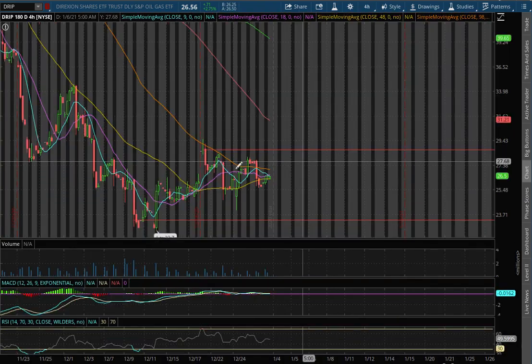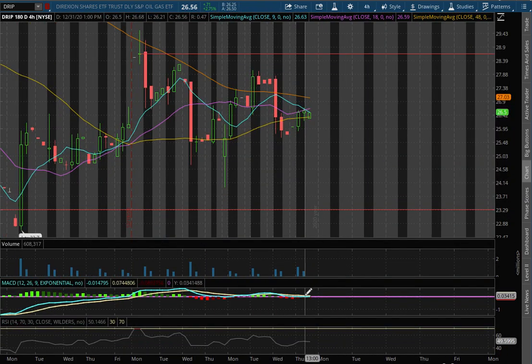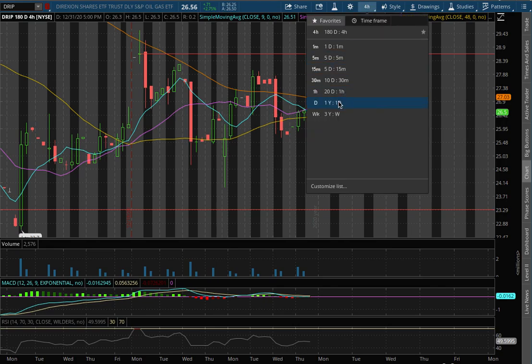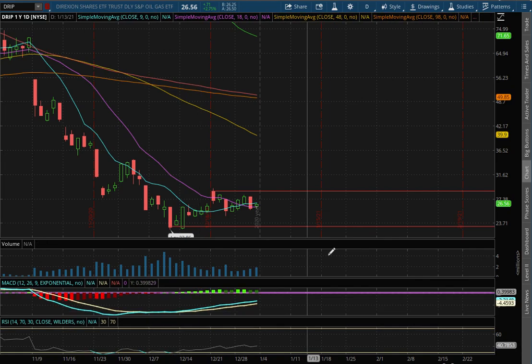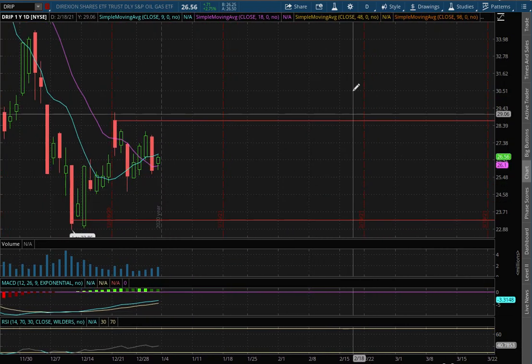For the 4-hour chart, we remain in slightly positive MACD, and as we extend out once more onto the daily chart, we still remain in negative MACD, and we're no longer at oversold levels with the RSI.